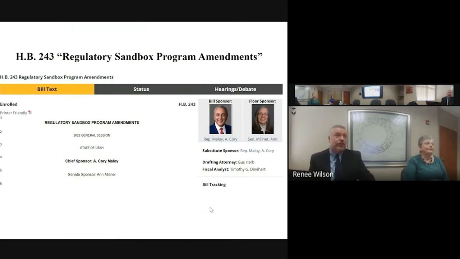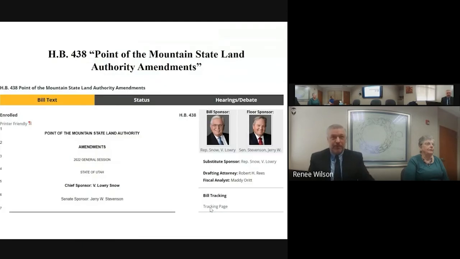Yet another one, regulatory sandbox program amendments. Let's stick this in the list. Also, the following meetings shall be closed: a meeting of the General Regulatory Sandbox Program Advisory Committee. Those are also now going to be closed meetings based upon the 2022 changes. Point of the Mountain State Land Authority Amendments. What do you think is going to happen with this one?